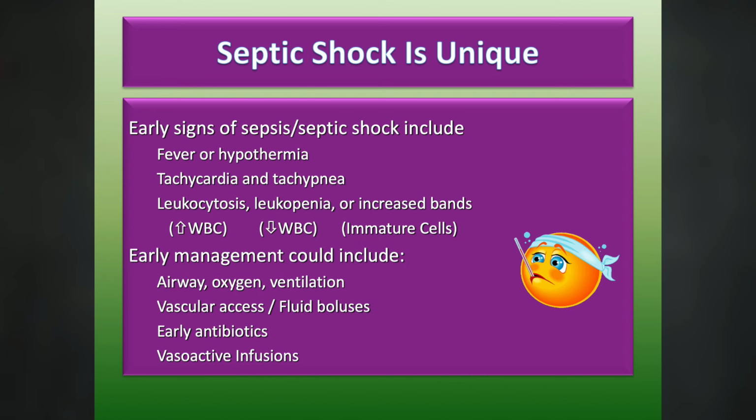When we look at their blood work, we may see that they have an increase in white blood cells or a decrease in white blood cells. They may have immature cells called band cells. So again, they don't present as normal as what an adult who's septic might present. Early management: oxygen, airway, ventilation, vascular access, fluids, and if we don't know the cause of the infection or the patient is immunocompromised, certainly antibiotics. The new recommendation is that antibiotics should be administered early on in patients who are candidates. We may even need to use vasoactive infusions in critical care areas.